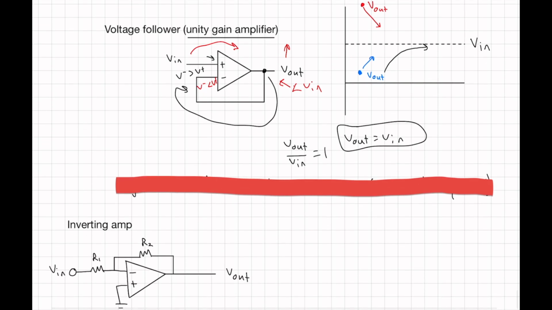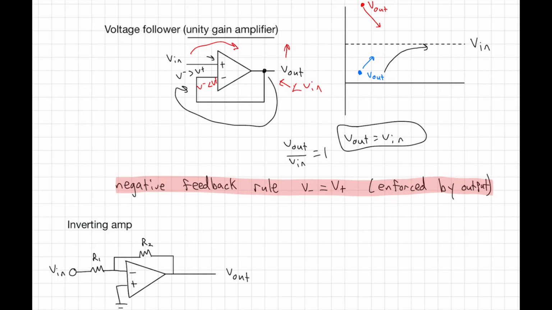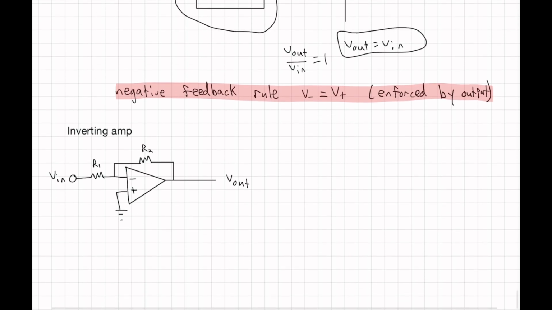So that'll help us uncover a rule here. If you have negative feedback, your negative terminal and your positive terminal will be equal. And that's not enforced because there's some grounding mechanism inside the op amp. That's enforced by the output. The output guides the negative input towards the positive input. That's why V minus is assumed to be V plus in these problems.